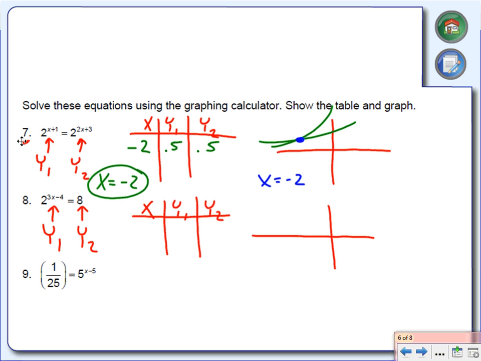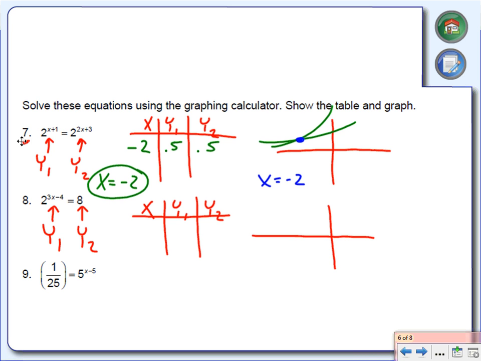Anybody find the matching y value? Everybody in your table? Anybody find the matching y value? Uh-oh. Caleb, you didn't find the matching y value? Alexander, you didn't find the matching y? All right, the reason you're not finding a matching y value, guys, is because our answer is going to end up being a decimal or a fraction.